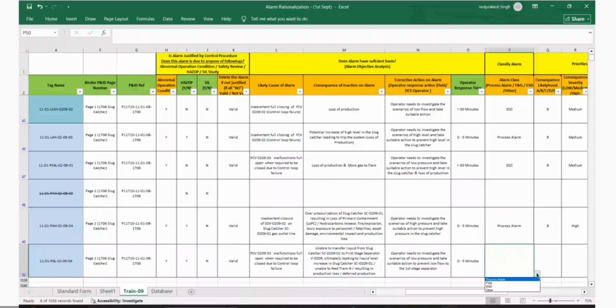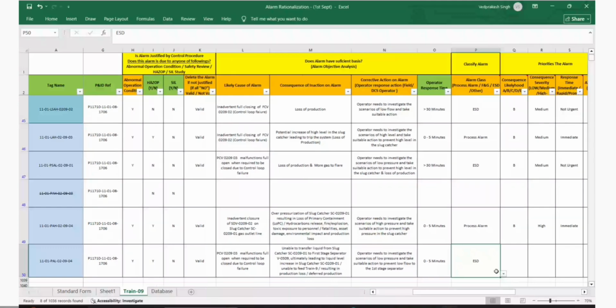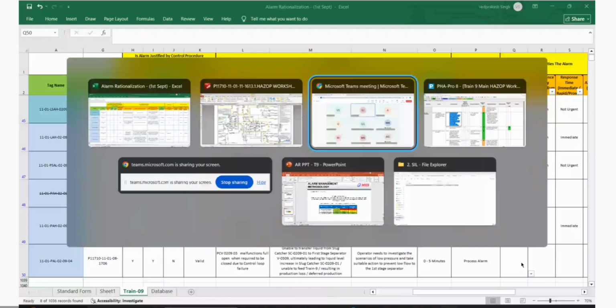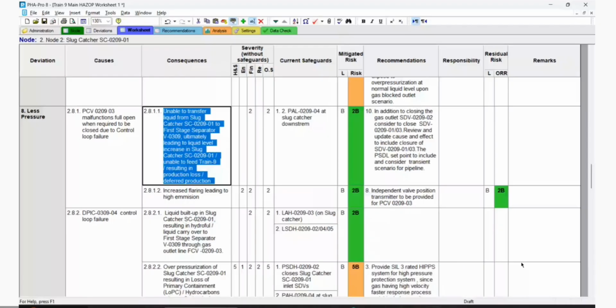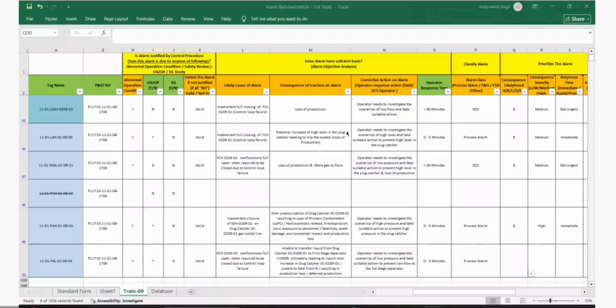See, this is an ESD function, right? ESD safety function, very quick. ESD or process safety? No, this is not ESD. This is a process alarm. Right? Process alarm. Yeah. This is 2B. We are saying 2B. This is again 2B.